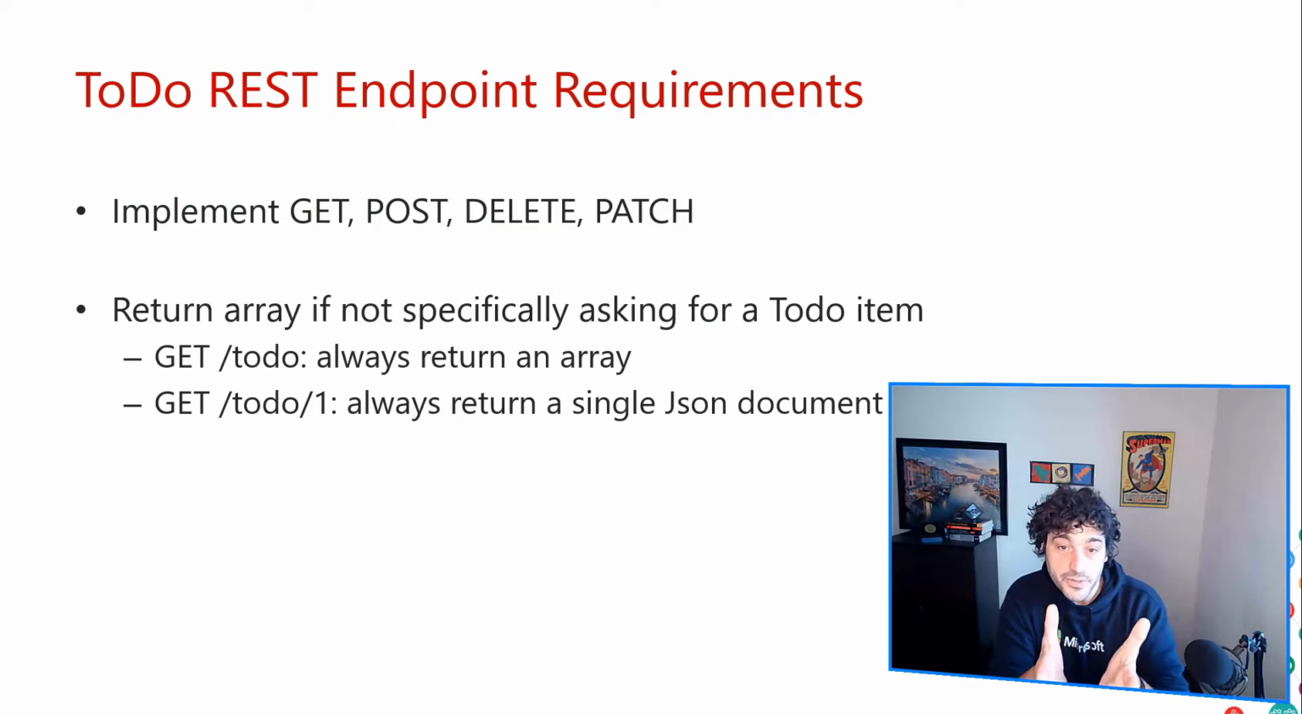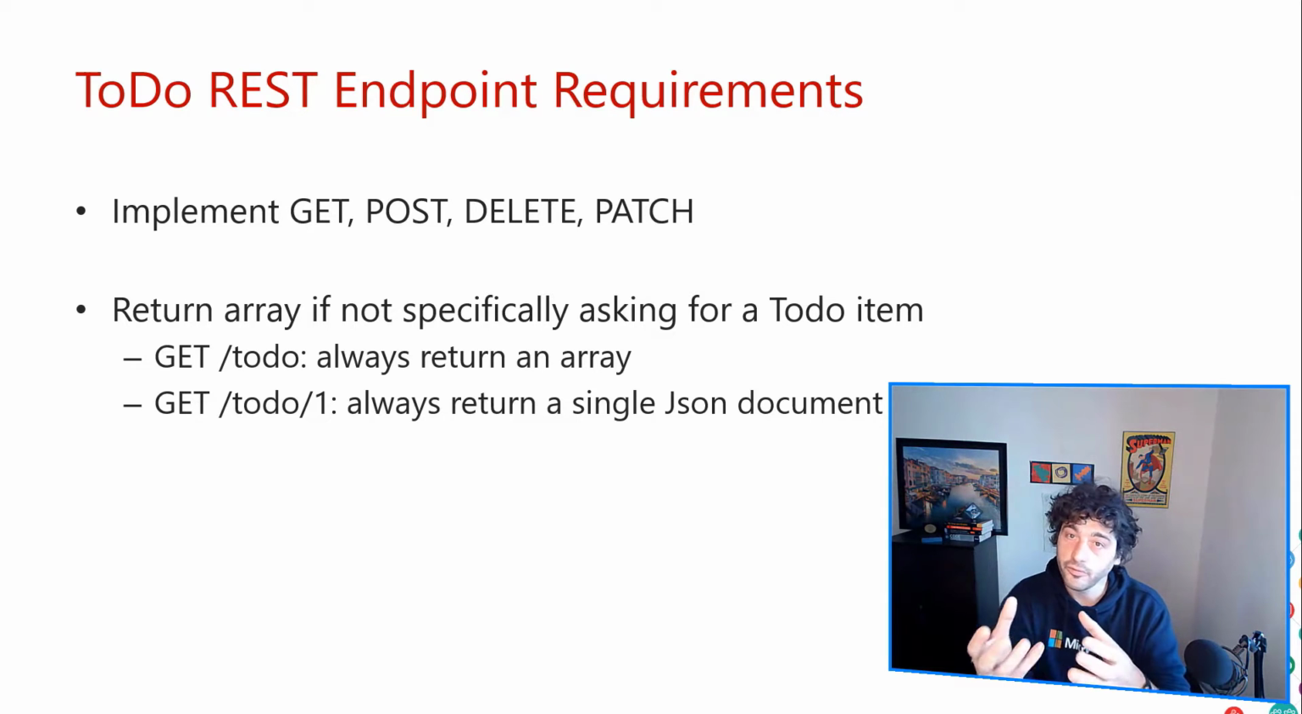Now, the specific requirements are that we have to support the get, post, delete, and patch operations. And if we have to return an array of documents, we should return it as a JSON array, of course. But if someone specifically asks for an item, for example, when someone does a get on todo passing the ID 1, in that case we don't have to return an array, but just the specific document. So these are the very few requirements that we have to comply with.